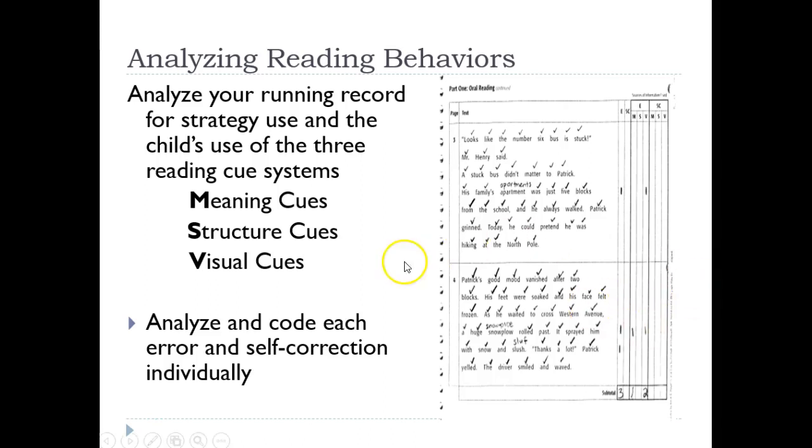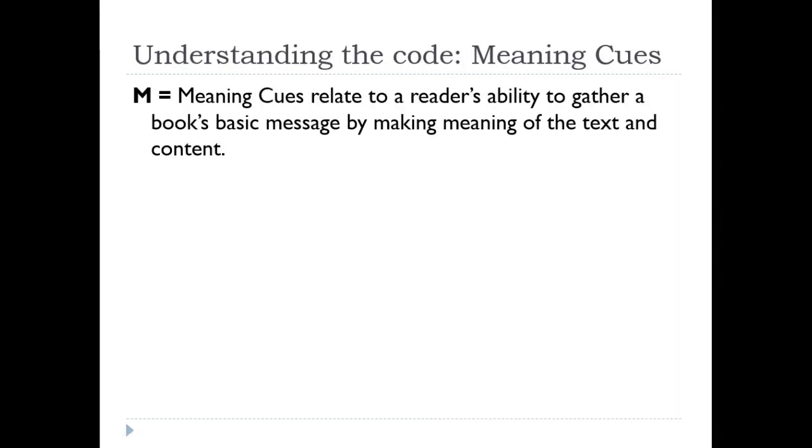So the three cueing systems we're going to take a look at are meaning, structure, and visuals. Not only do you analyze each error, it's also important to analyze the self-corrections. What caused the child to go back and self-correct? The first one we're going to take a look at are the meaning cues. M on the scripted page stands for meaning cues.